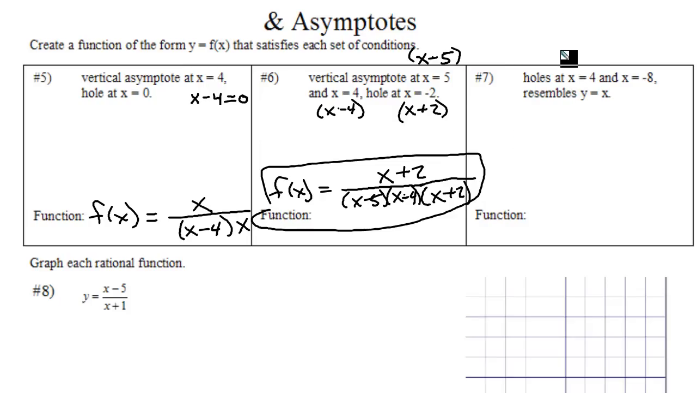Number 7, hole at x equals 4. That means x minus 4 has to be on the top and the bottom of your fraction.